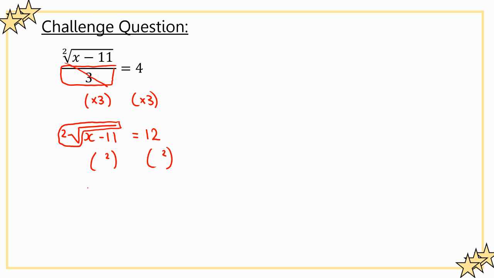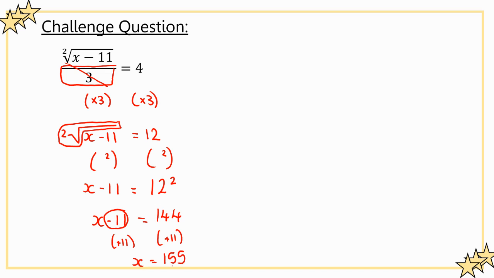When you square both sides, you're left with x minus 11 on the left, and on the right we need to do 12 squared. 12 squared is 144, that's 12 times 12. And now just to finish off, we need to get rid of a take away 11. We do this by adding 11 to both sides. So x equals 155, because that's 144 add 11.